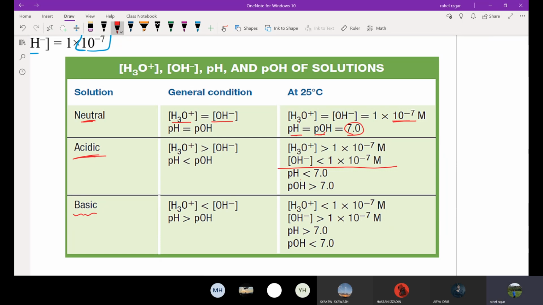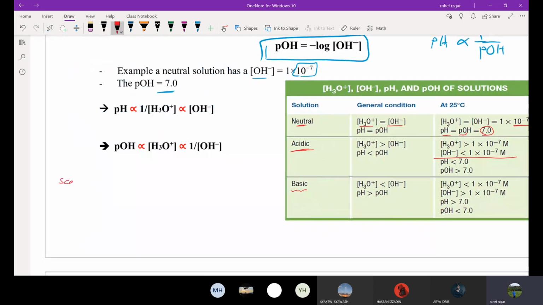Okay, and you know, you can write this down please: scales of pH and pOH are between 0 and 14. At 25 degrees Celsius, the scales of pH and pOH are between 0 and 14.